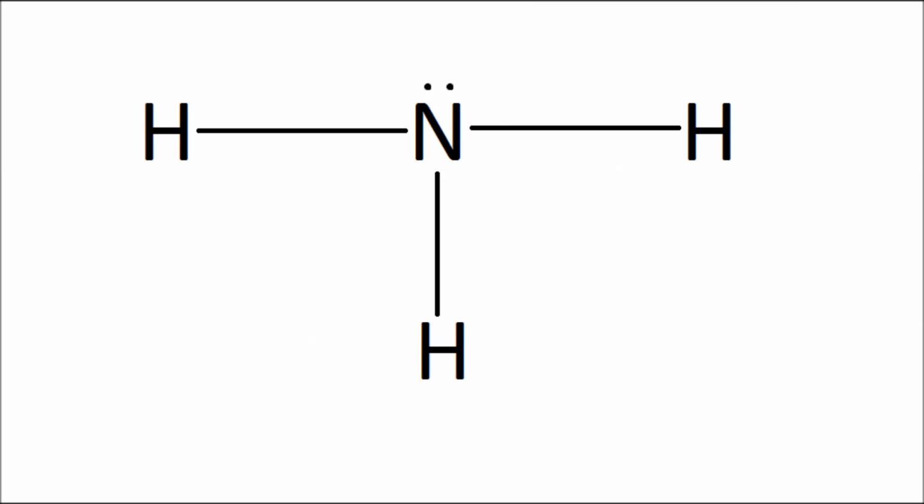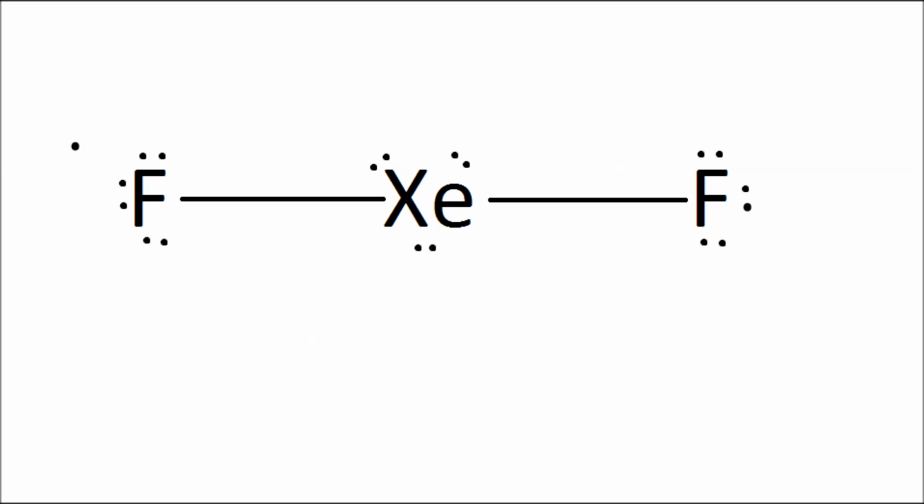When looking at the Lewis structure for an ammonia molecule, you see three bonds and only one pair of lone electrons. This tells us that the shape is trigonal pyramidal.